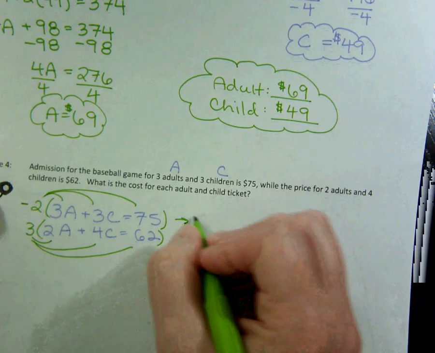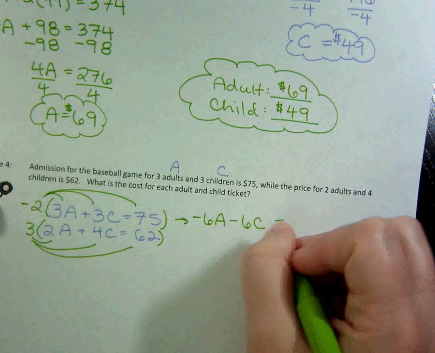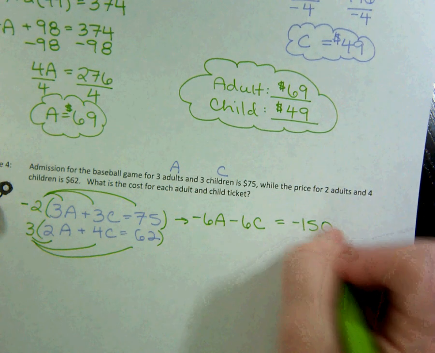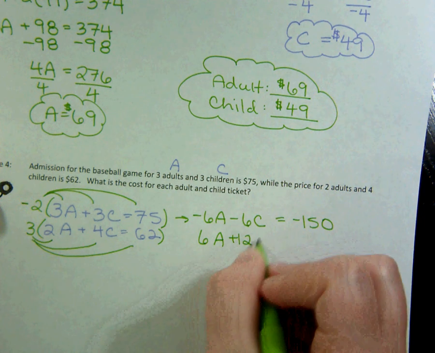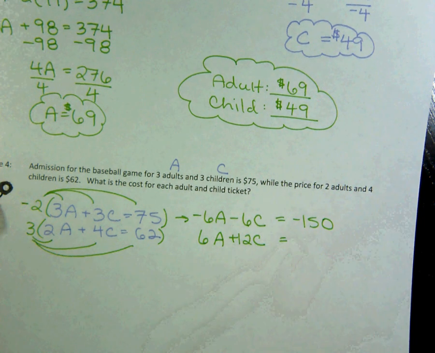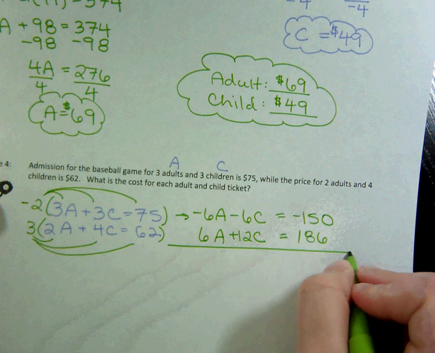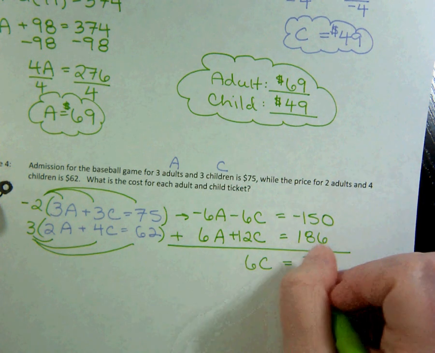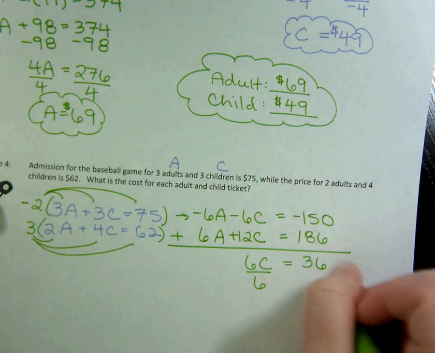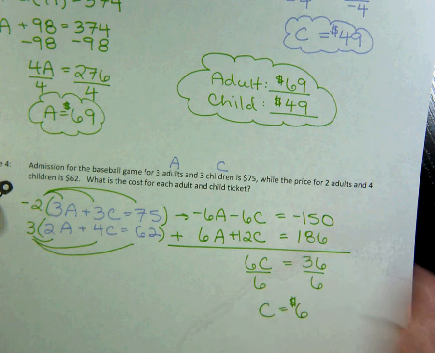Alright, so that's going to give us negative 6A minus 6C equals negative 150. It's going to give us positive 6A plus 12C. And 62 times 3 is 186. And stack and add, so 6C equals, that's going to be 36. Divide by 6, and C is 6, so $6 for children.